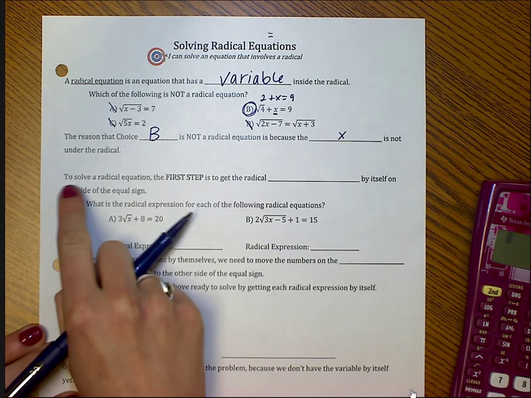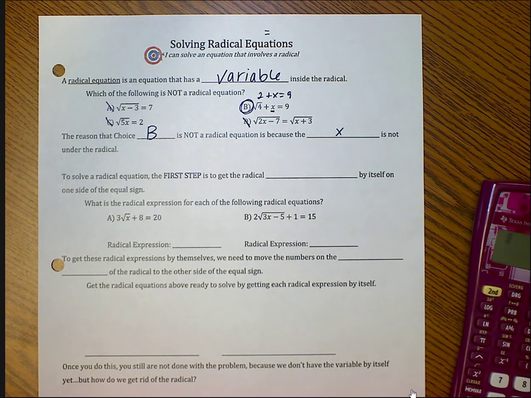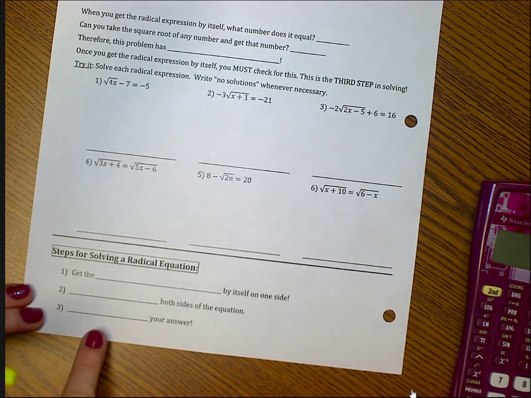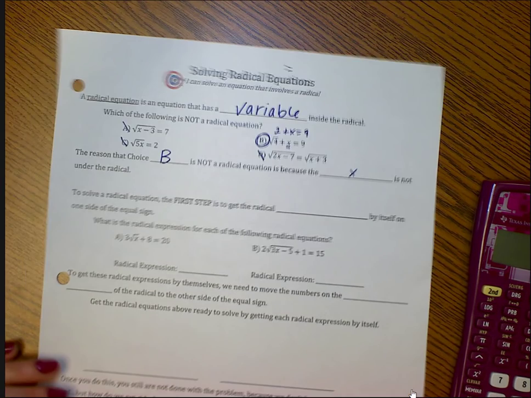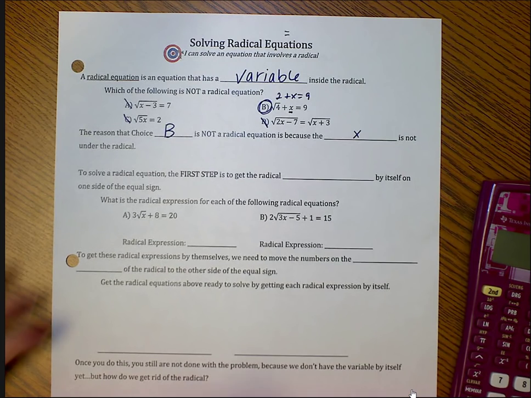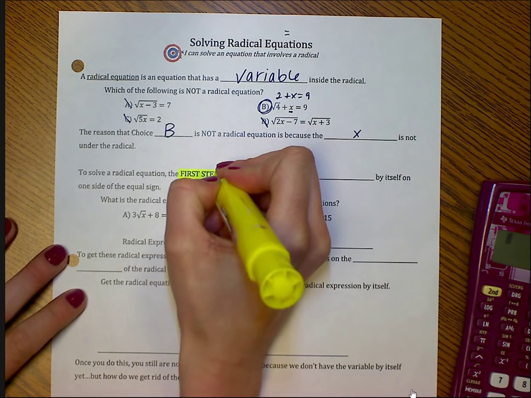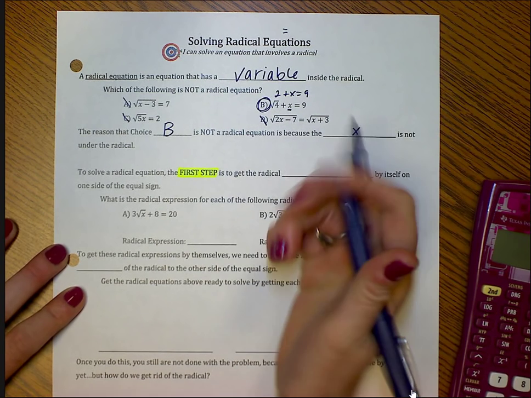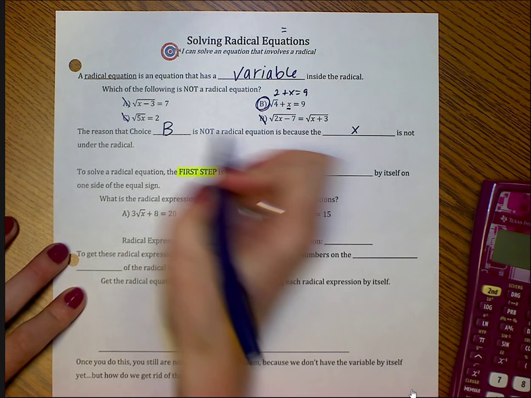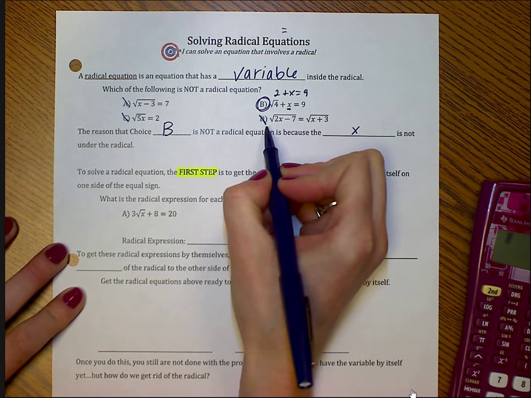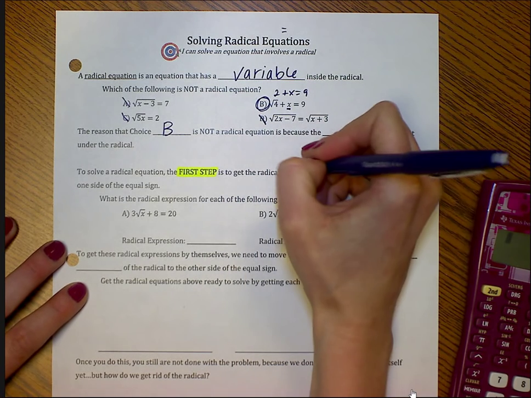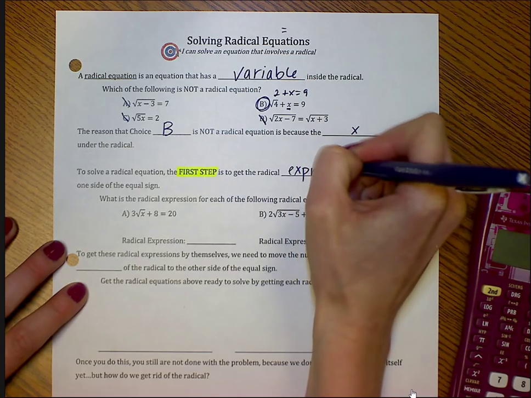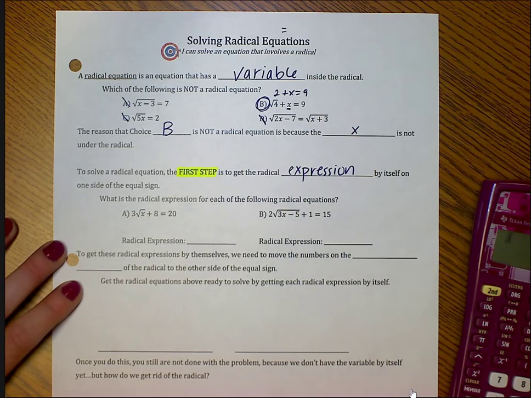So to solve a radical equation, there's actually 3 steps. And just like we did with dividing radicals, we're going to write the steps at the very end. We're going to go through them step by step to begin, though. So the first step, and I'm going to highlight that, the first step in solving something that looks like these other 3 A, C, and D examples is to get the radical expression by itself on one side of the equal sign.